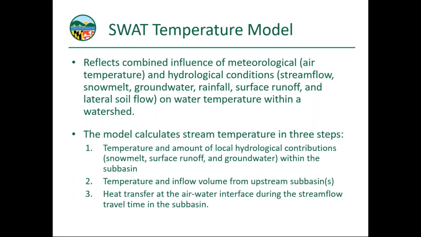After you have your hydrology calibrated, then we bring in the temperature parameters. Meteorologically, I believe we used a NASA database, but this is where you bring in your groundwater and your rainfall, surface runoff, snowmelt, and then the model calculates in three steps. First, you take your hydrologic inputs, then you calculate within the subbasin, then you add in upstream, and then add in the heat transfer from air and water. So again, I'm not the modeler, but I'm sure he'd be happy to talk with anybody about it.